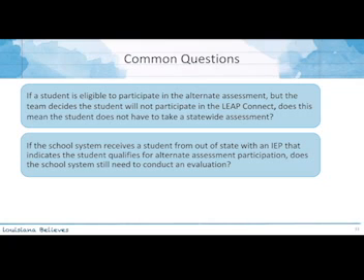And the last question says, if the school system receives a student from out of state with an IEP that indicates the student is eligible to participate in the alternate assessment, does the school system still need to conduct an evaluation? The school system needs to ensure they have the necessary information to determine eligibility based on Louisiana alternate assessment participation eligibility requirements found in Bulletin 1530. If the team does not have this information and suspects the student has a significant cognitive disability, then an evaluation may be necessary, and the school system should make this determination with their pupil appraisal staff.